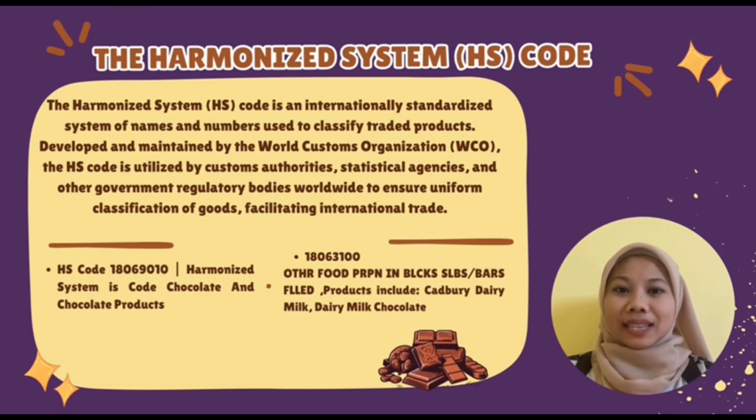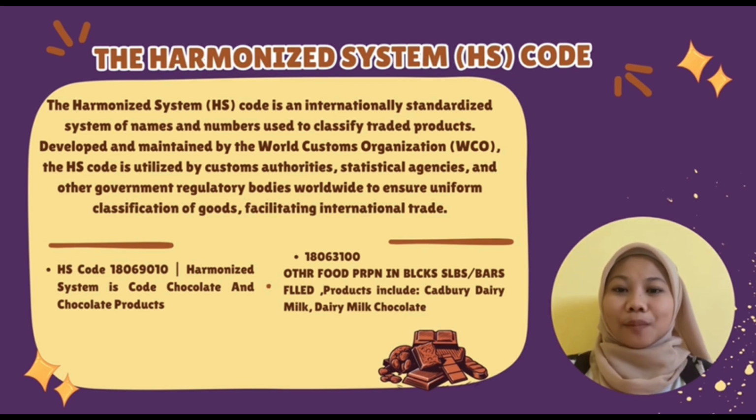Next, the Harmonized System HS Code. HS Code is an international standard system of names and numbers used to classify trade products. Developed and maintained by the World Customs Organization (WCO), HS codes are used by customs authorities, statistical agencies, and other government regulatory bodies around the world to ensure uniform classification of goods, facilitating international trade.